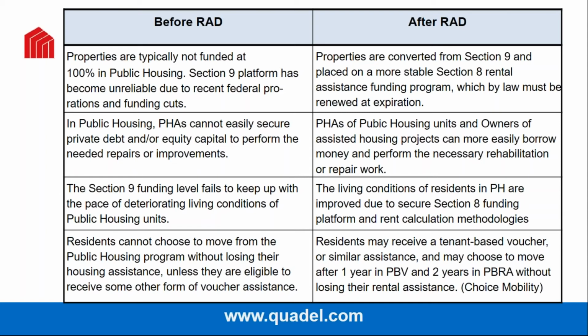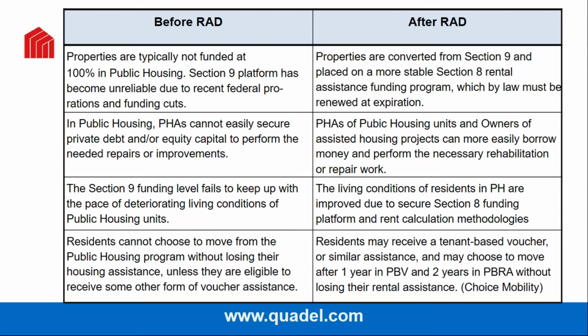Prior to RAD, the Section 9 funding level fails to keep up with the pace of deteriorating living conditions of public housing units. As mentioned, there's an estimated $26 billion worth of backlog repairs that are needed to the public housing program. And lastly, under the public housing program before RAD, residents could not choose to move from the public housing program without losing their housing assistance, unless they're eligible to receive some other form of voucher assistance.